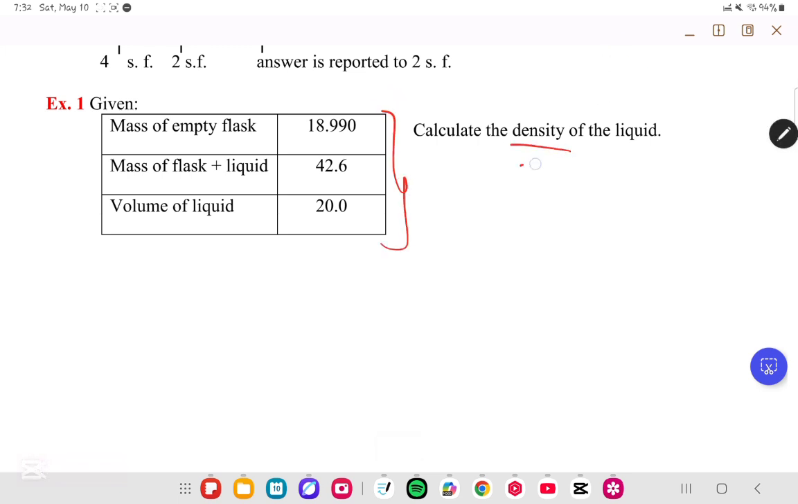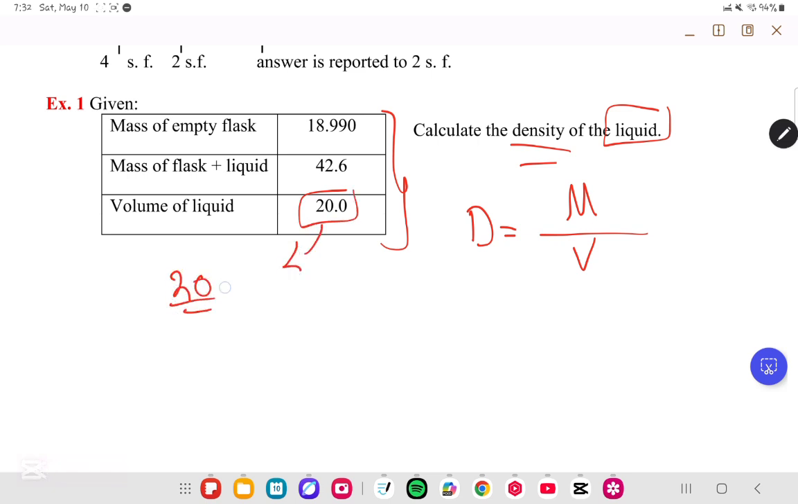So, you should remember the equation that density is equal to mass over volume. So, how do you find the volume of the liquid? Because we're calculating the density of the liquid. Actually, the volume of the liquid is given to us. It's 20.0. So in this case, you have to keep this in mind. 20.0. This is the volume.